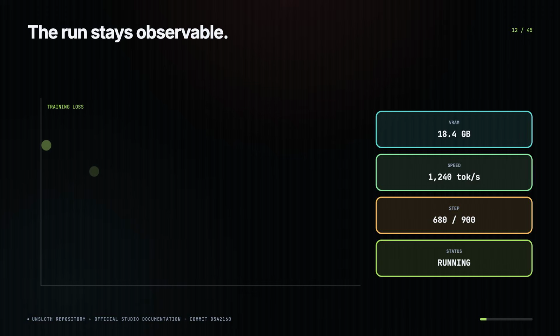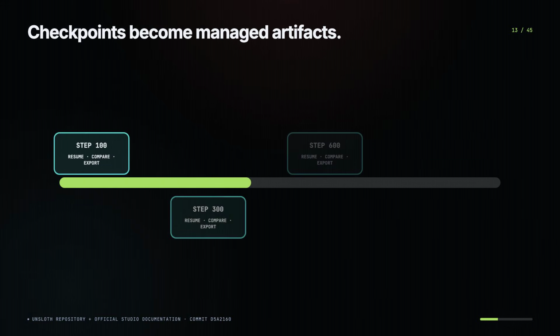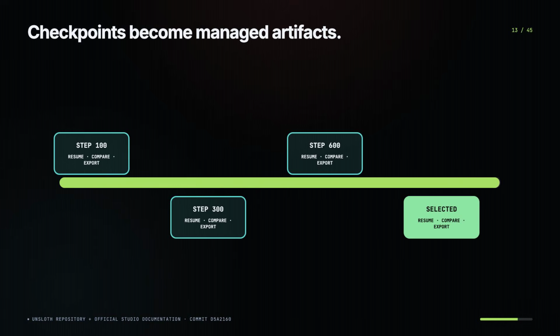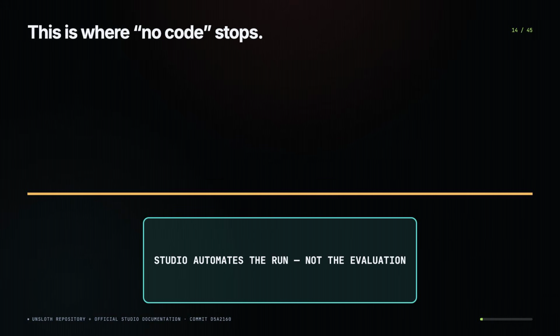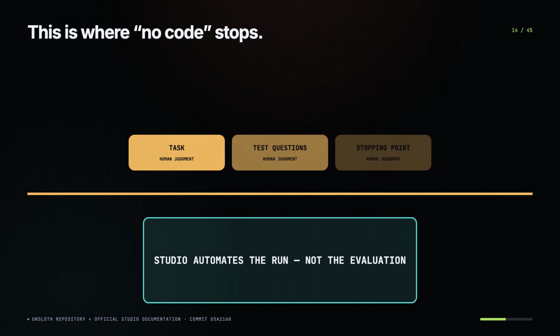Press train and progress, memory, speed, logs, and loss move together on one screen. You no longer have to match a notebook cell with a separate terminal log. Checkpoints appear on the same run. Stop, resume, compare saved moments, and choose one to export. Here the no-code story stops. Falling loss does not prove the model learned the right behavior. Only a separate evaluation on realistic questions can tell you that.